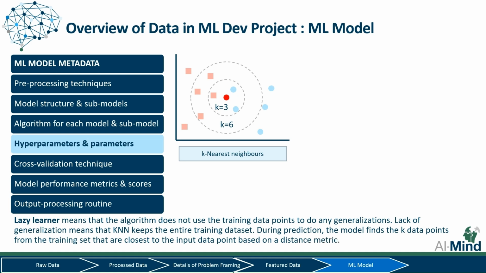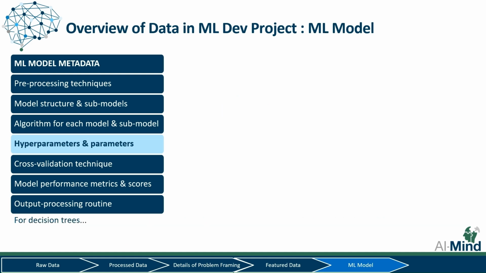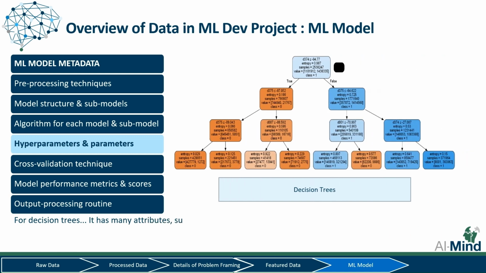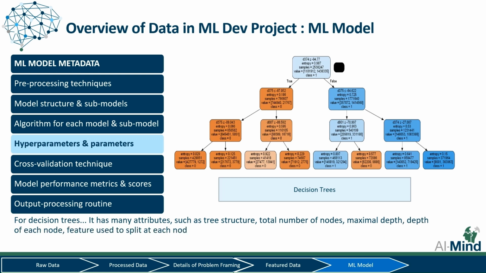A decision tree has many attributes such as tree structure, total number of nodes, maximal depth, depth of each node, feature used to split at each node, threshold value, number of training samples reaching the node, and impurity at each node.